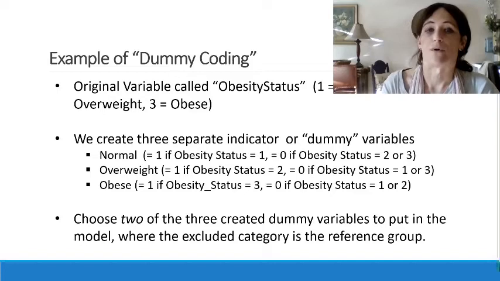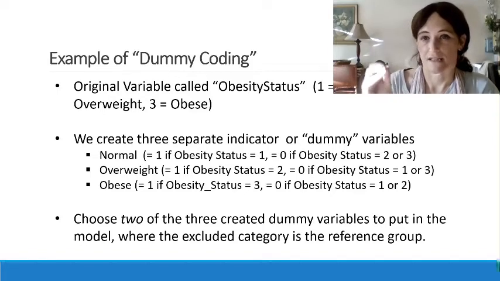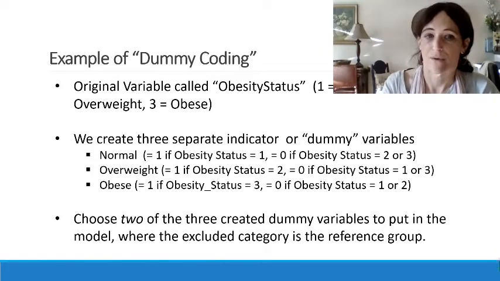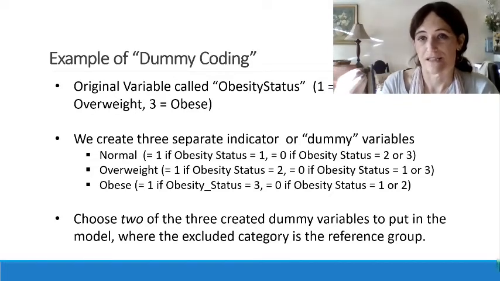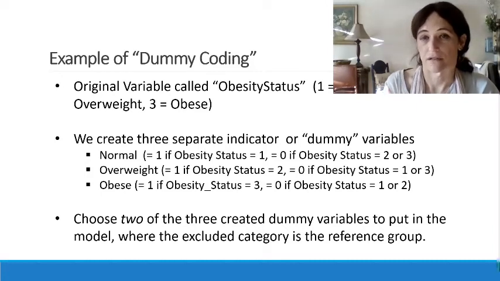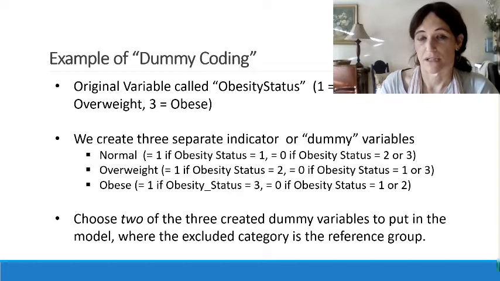So we would say for normal weight, we'll set it to 1 if obesity status equals 1, and to 0 for all other values. Likewise with overweight, it equals 1 if obesity status equals 2, and 0 for all other values. And then we'll do that for obese. Now we have 3 separate indicator variables in our data set representing the 3 categories. Often it's a good idea to retain the original variable just so that we can have options and flexibility in our data set. But now we have these 3 separate indicator variables representing categorical membership in each of those groups.